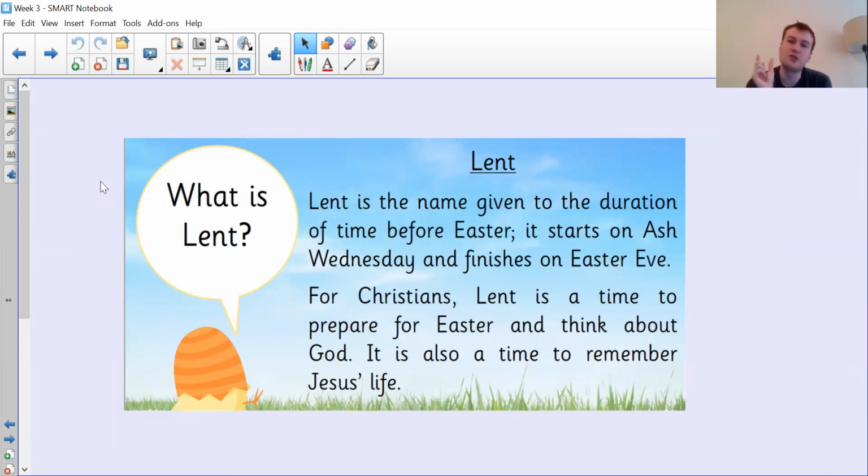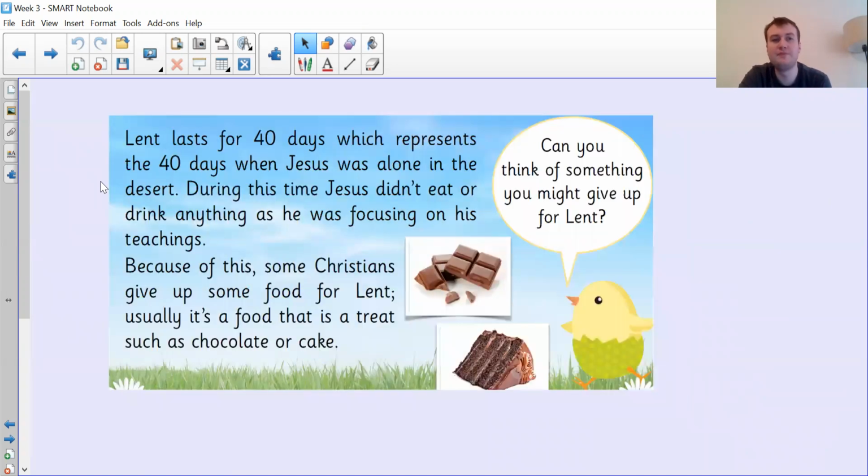This month leading up to it is called Lent. Lent is the name given to the duration of time before Easter. It starts on Ash Wednesday, one of our keywords, and finishes on Easter Eve. For Christians, Lent is a time to prepare for Easter and think about God. It is also a time to remember Jesus' life. Lent for us starts this year on the 17th of February, so you've got about 3 weeks before Lent starts on Ash Wednesday.